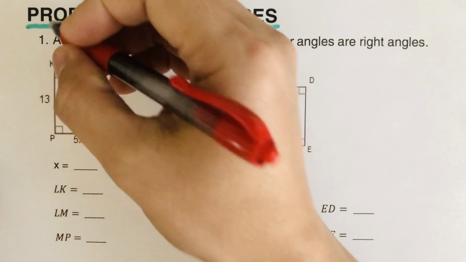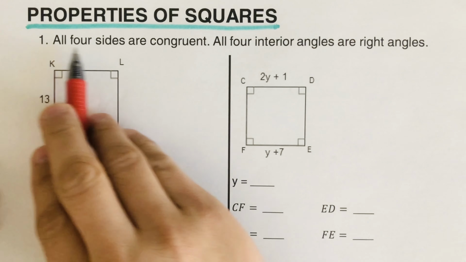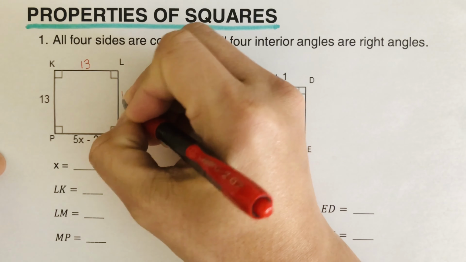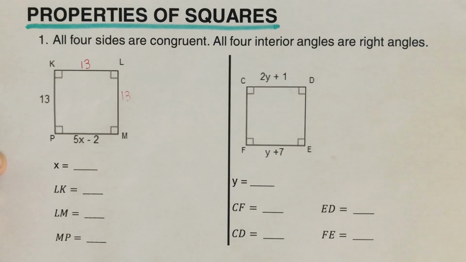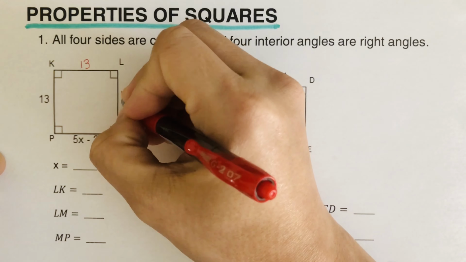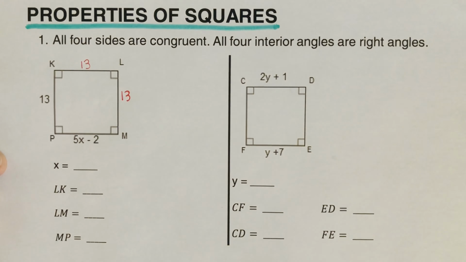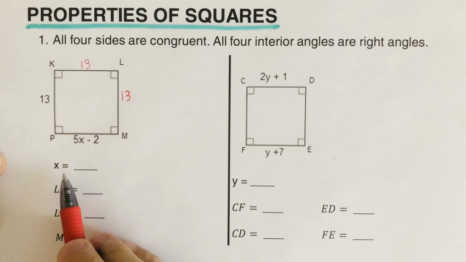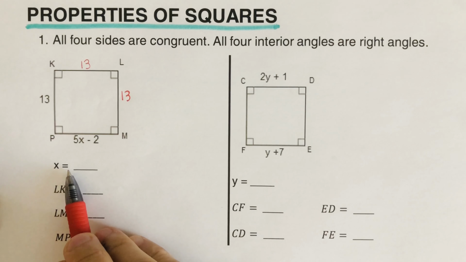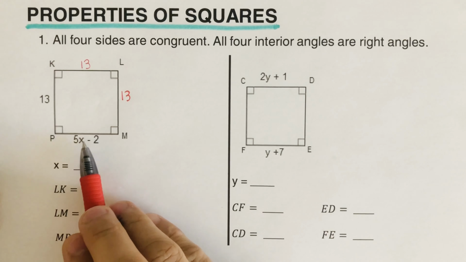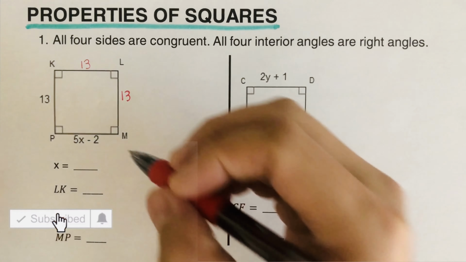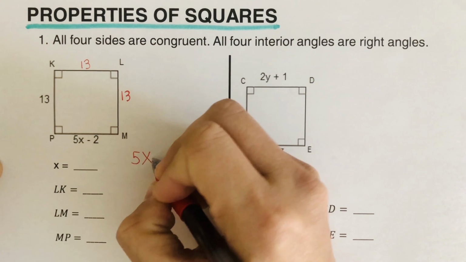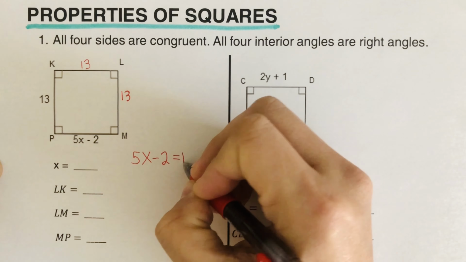So if this is 13, using the property that we have here, this side would also be 13 and this side would also be 13. So all of the rest of the sides would be 13. Now, since the other side right here is an expression, 5x minus 2, we can solve for x, since this one is equal to 13 and all of the sides are equal to 13.